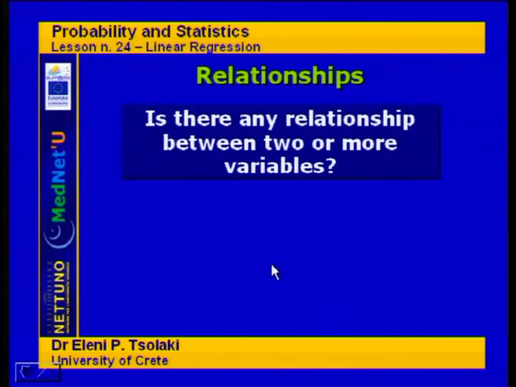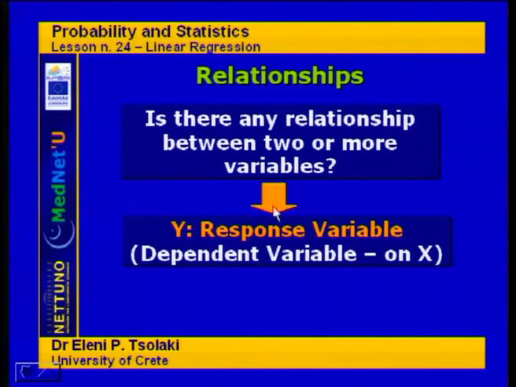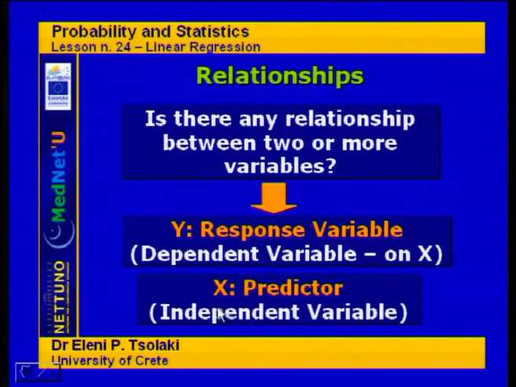Now, as we said, we are going to talk about whether there is any relationship between two or more variables. For this lesson, we are only going to see two variables. First of all, we have variable y, and it's going to be our response variable. The other variable, x, will be called the predictor variable. Now, y is usually the one that is dependent on the other, and the other is the independent one.